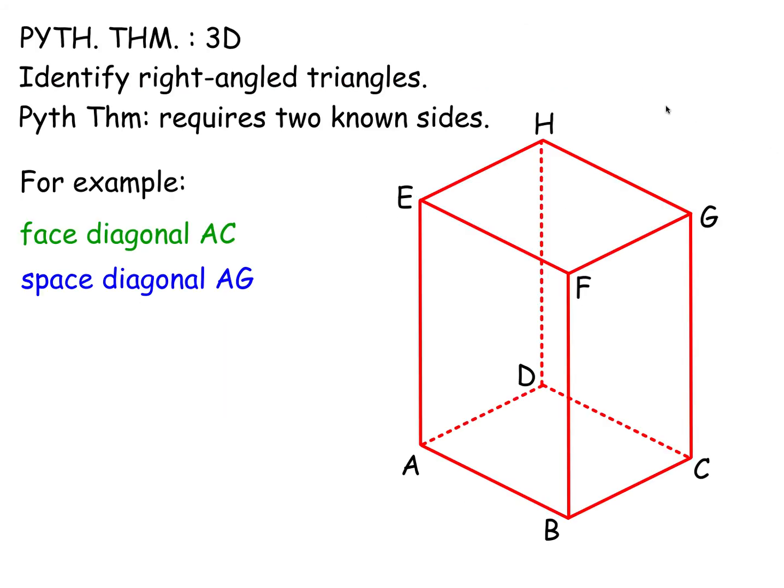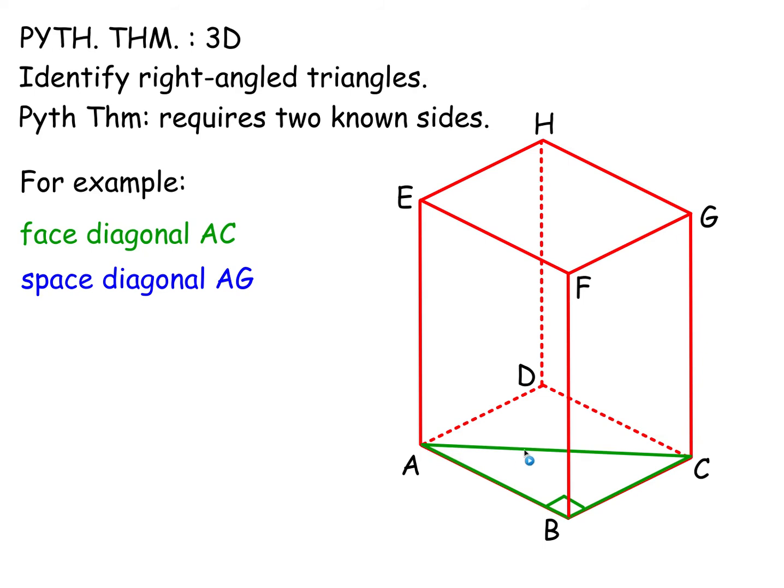We're going to apply Pythagoras' theorem to 3D shapes. So this is a cuboid. A face diagonal is a line joining opposite corners on one of the rectangles, like from A to C, or E to G, which would be the same size, or H to F, or G to B, and so on.